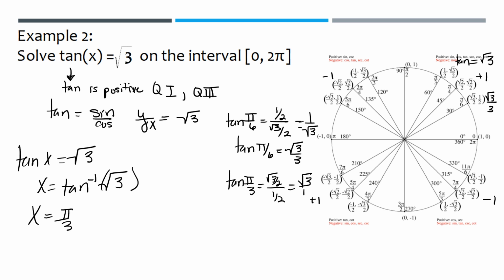And then again, tangent is positive in quadrant 3, so I want to find the radian that would have that positive value for tangent, being pi over 3, to give me 4 pi over 3. So those are your two solutions for this example. Okay.